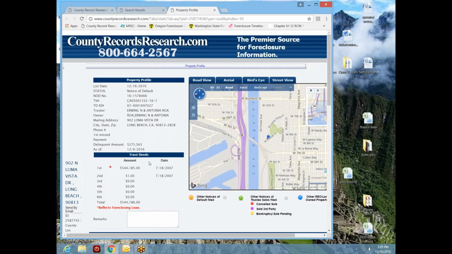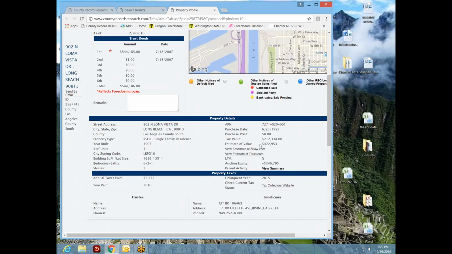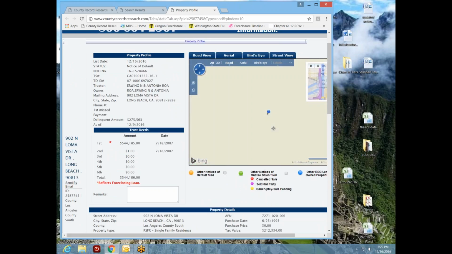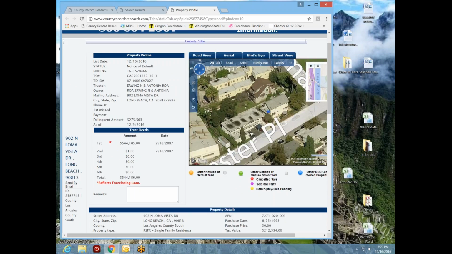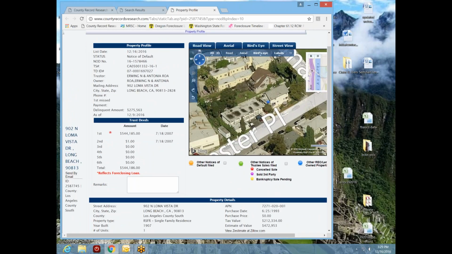Now this one on Loma Vista, they owe $275. Again, throw out the loan, forget about that $544 figure. Airwing and Antonia, they owe $275 on this place that's worth about $472. Okay, now again, proof's in the pudding or the eye of the beholder, so I'm going to go ahead and zoom in. Okay, so looks like we might have this property right here on the corner. Is this a multifamily? Okay, this is single family, so it's this house right here on the corner. So this has got some potential.